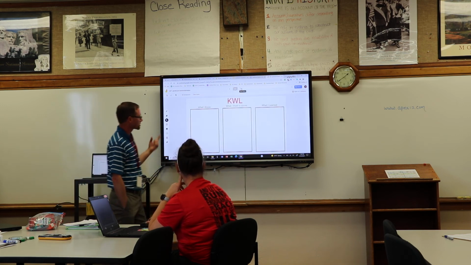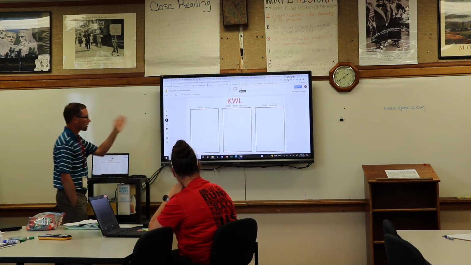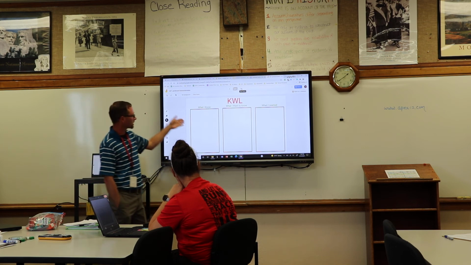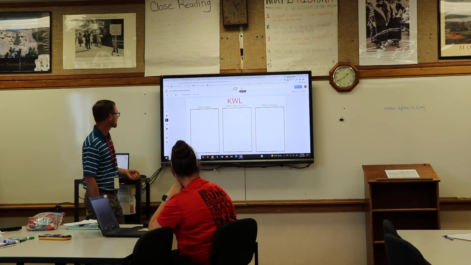Other examples, I showed you a Venn diagram, but you could do a KWL chart: what do you already know, what do you want to know, what do you want to learn. You could have the students fill that out as a worksheet.